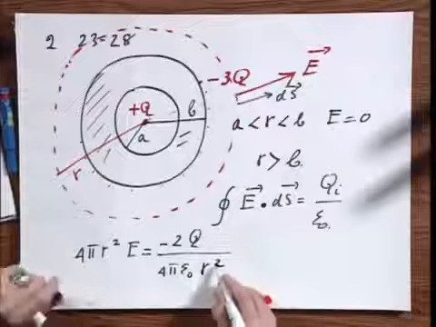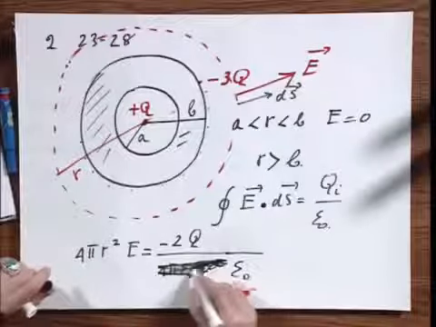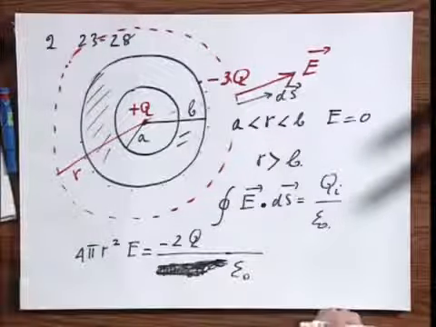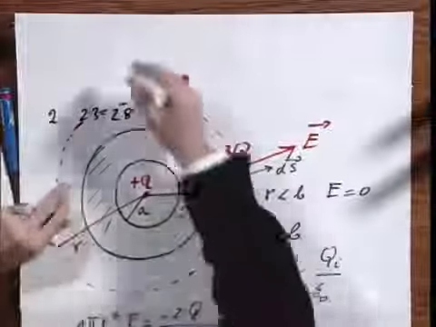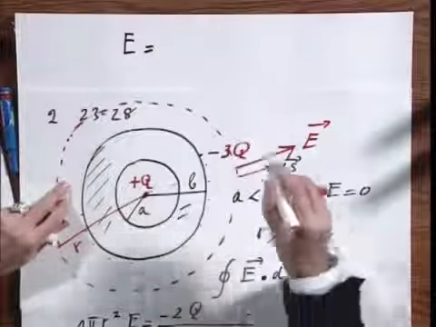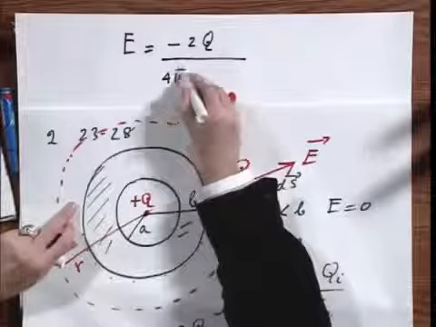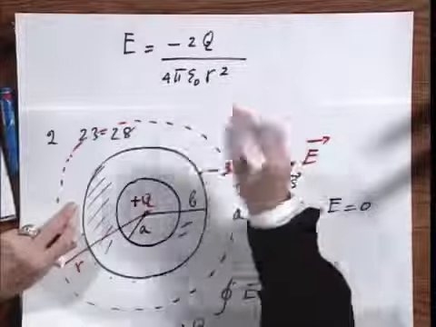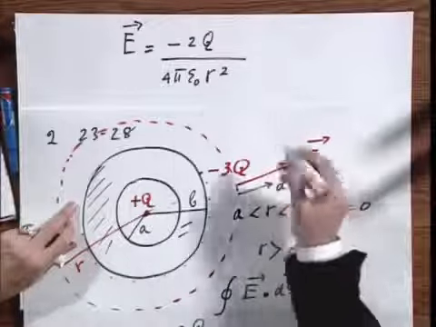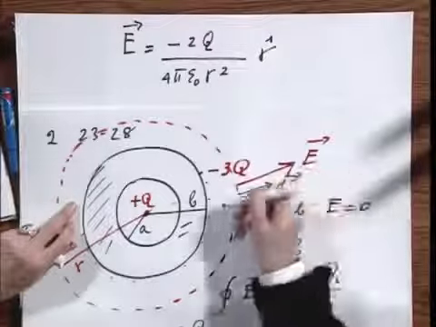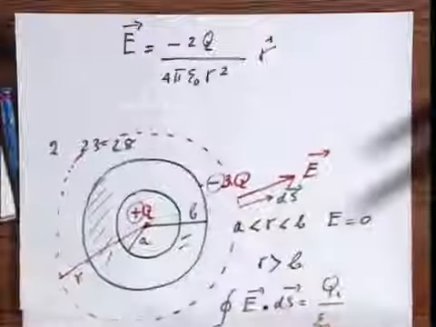divided by epsilon 0. I'm getting ahead of myself: total charge inside divided by epsilon 0. And so what do I find for the electric field? The electric field then becomes minus 2Q divided by 4 pi epsilon 0 r squared. And if you really want to get the direction right, this minus sign means that my assumption was wrong, so it's pointing inwards. So you can put an r roof here, which means this minus is winning over the plus, so the electric field is pointing inwards.